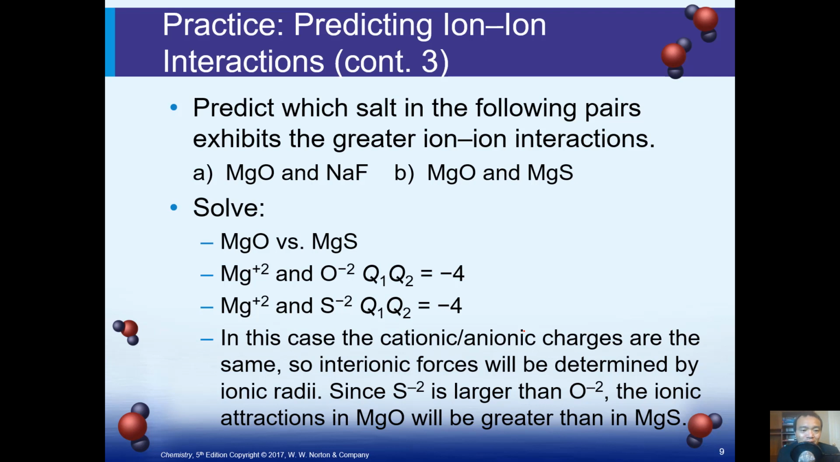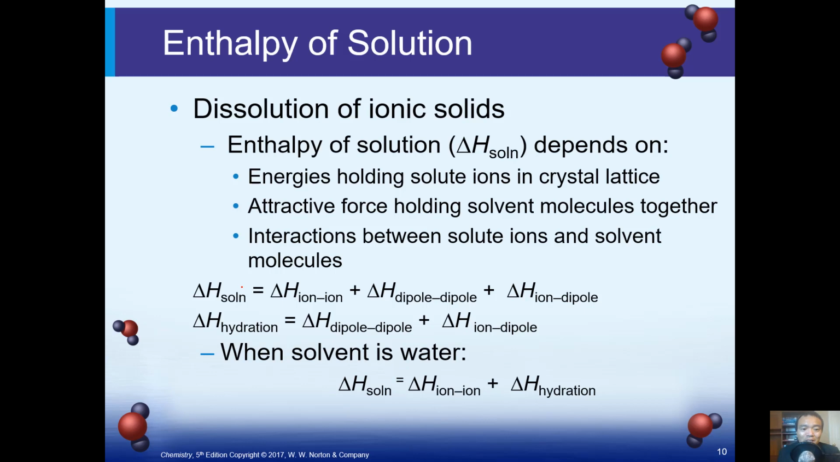For the second case, you have MgO and MgS, magnesium oxide versus magnesium sulfide. When you compare the charge product, Q1 times Q2 are exactly the same for both. So you will have to compare the distance in between, which depends on corresponding radii. The magnesium ion, in this case, is exactly the same. So you will have to compare the sizes for oxide and sulfide.